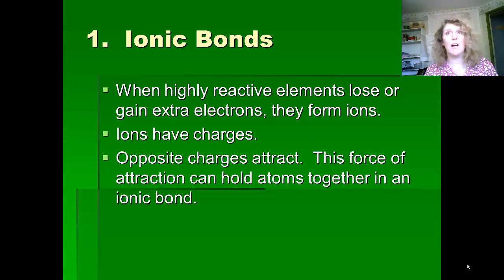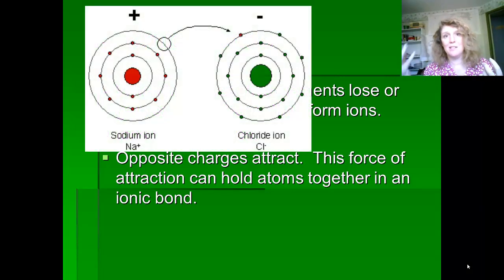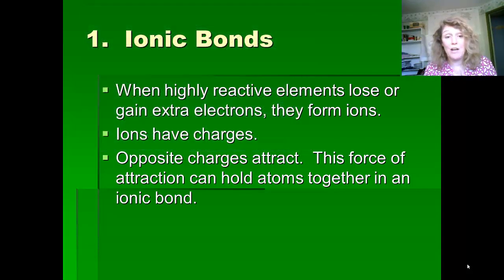Now, if you've got these ions floating around with these charges, the opposite charges attract. You've got a positive charge floating around and a negative charge floating around, and of course they're going to want to connect with each other and stick together. This force of attraction can hold atoms together in an ionic bond. That's what an ionic bond is. It's like magnets with a positive and a negative end, the north pole and the south pole of a magnet. They stick together like that. That's an ionic bond. So let me give you an example.